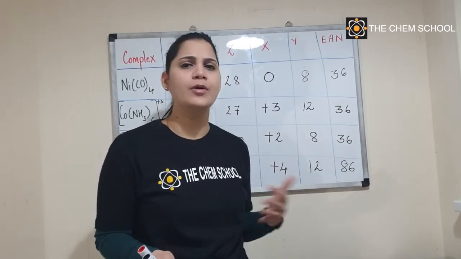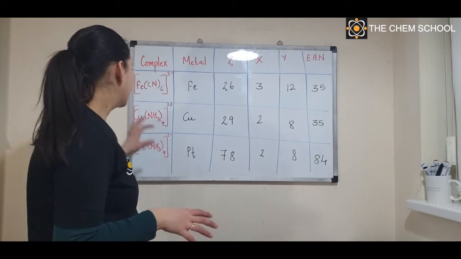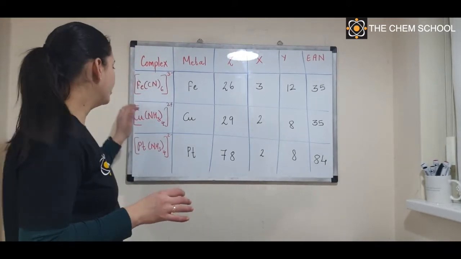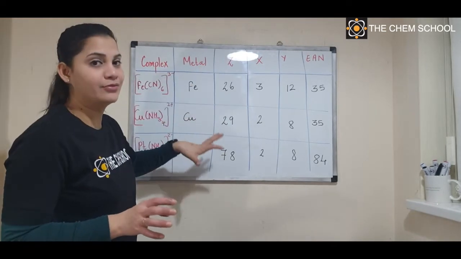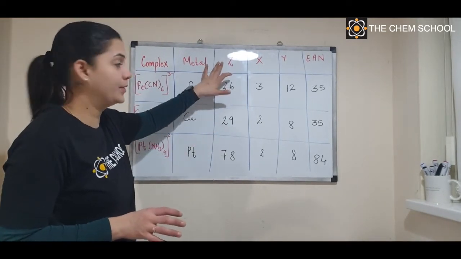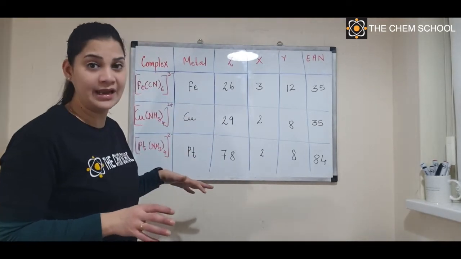So let's talk about some examples on that as well. Now have a look at these examples. Now you can see again three complexes, that is of iron, copper and platinum. I have already written everything, that is, I have written the atomic number for each of them. For iron 26, copper 29, platinum 78.